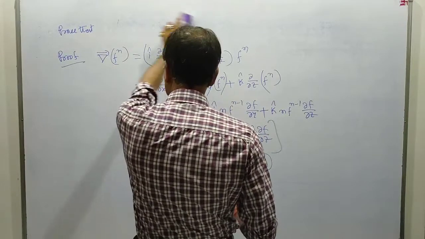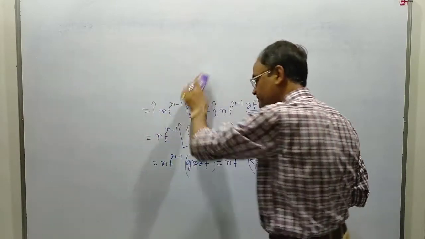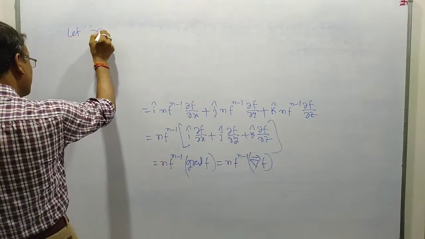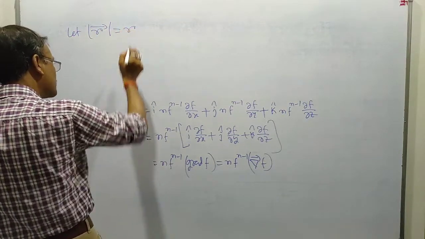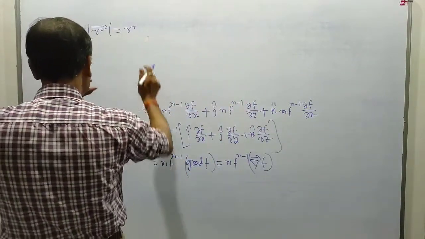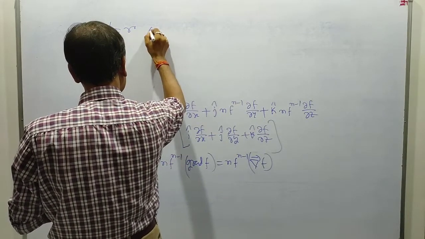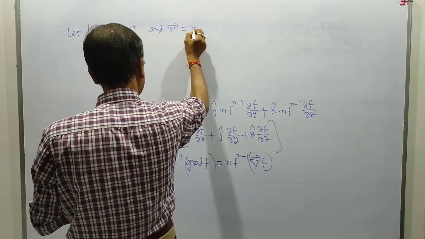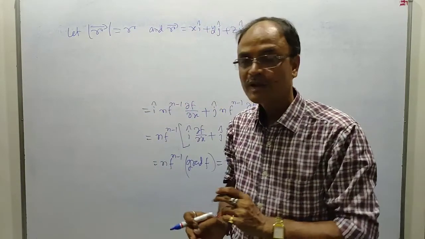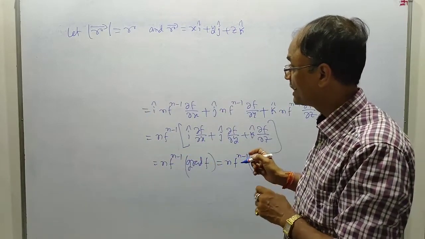Prove that. Suppose the magnitude of the vector R is r, and the R vector is equal to x i cap plus y j cap plus z k cap. Suppose this R vector is equal to x i cap plus y j cap plus z k cap, and the magnitude of this vector R is equal to r.